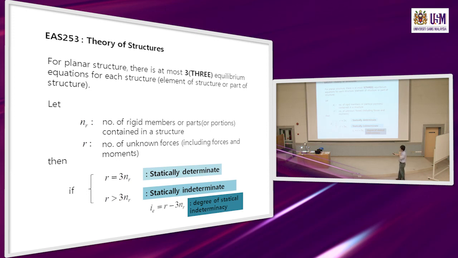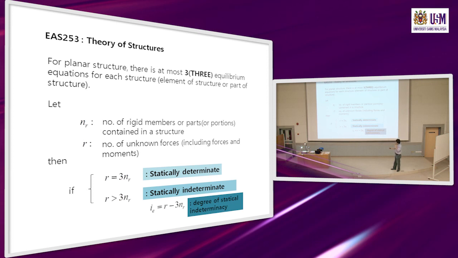So this is the unknown forces. This is the total number of equilibrium equations. If the number of unknown forces is the same as the number of equilibrium equations, then it is statically determinate. So this is similar to alpha, and this is similar to beta. But here, beta we represent as 3 multiplied by NR, because in some cases you divide the structure into different parts, and for each part you have 3 equilibrium equations. So the total number is 3 multiplied by NR.